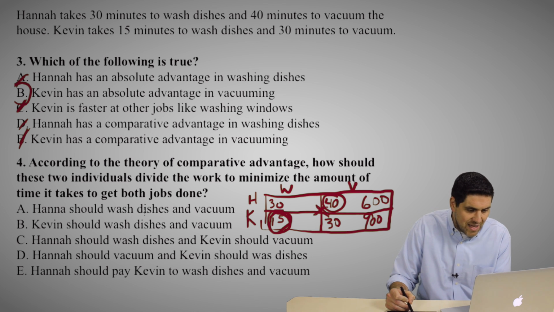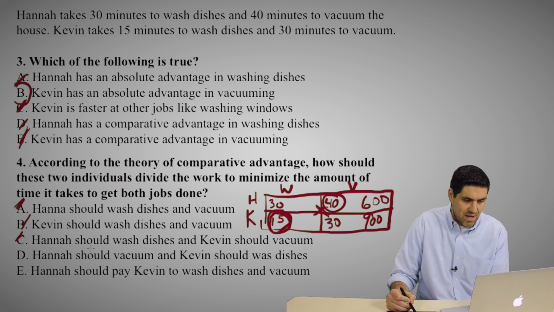Hannah should wash the dishes and vacuum. No. Kevin should do both jobs. No. Hannah should wash the dishes and Kevin should vacuum. No. Hannah should vacuum, and Kevin should wash the dishes. Kevin washes the dishes, Hannah vacuums. D is the right answer. It's not B this time. Hannah should pay Kevin to wash the dishes and vacuum.